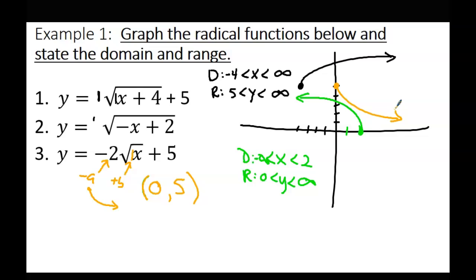And once again, we should probably do our domain and range. But I don't know, I think we're good. We better do it. I think we should do it.